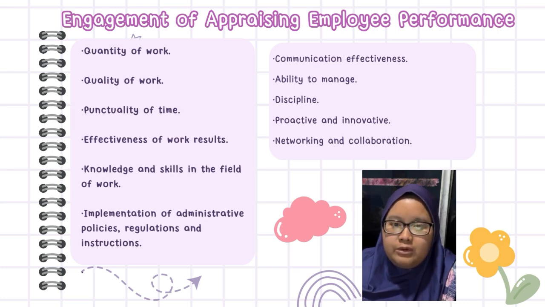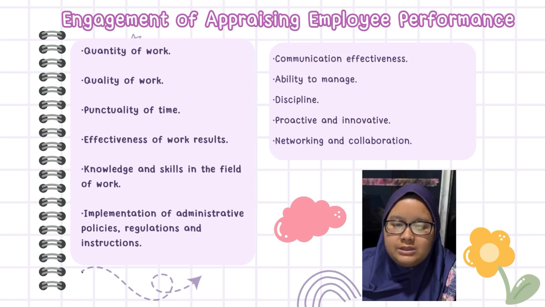Employee must have knowledge and skills in producing work that includes the ability to identify, analyze, and solve problems in the field of work. Implementation of administrative policies, regulations, and instructions. The employee must understand and implement policies, regulations, and instructions from the administration related to the task.